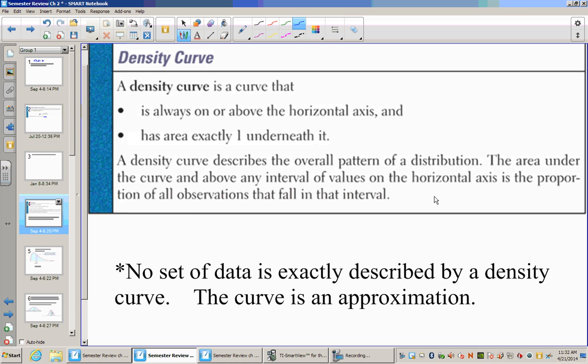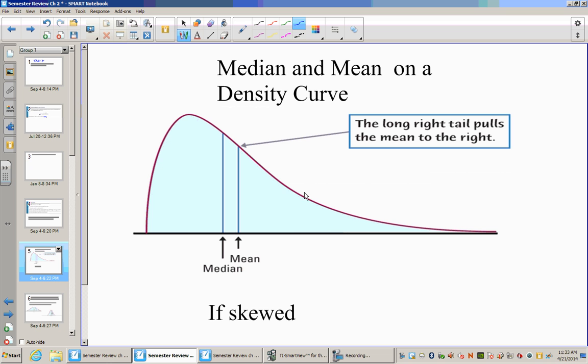Now, keep in mind this density curve describes the overall pattern of the data, and no data set is exactly described by a density curve. It's always an approximation. Now, if the data is skewed, like a long tail to the right, keep in mind that the mean is going to be pulled towards the tail, so the mean is going to be bigger than the median.